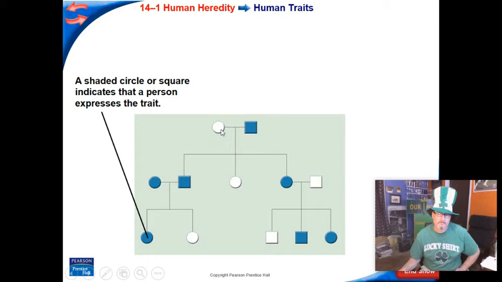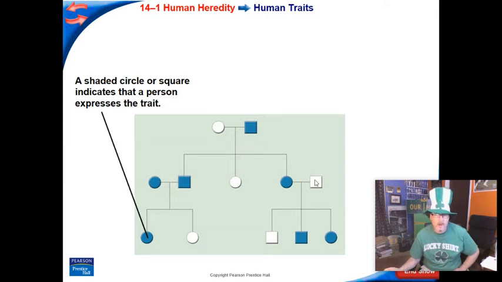This doesn't have the trait. And we're talking about simple dominance. This means this is homozygous recessive: little a, little a. Now, dominant traits could be homozygous dominant, or they could be heterozygotes.